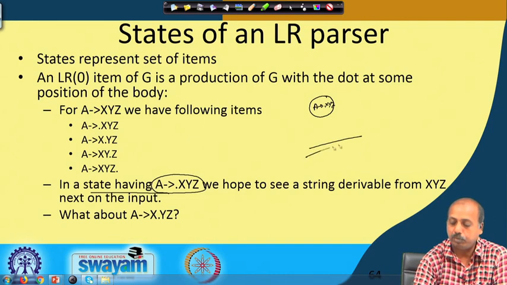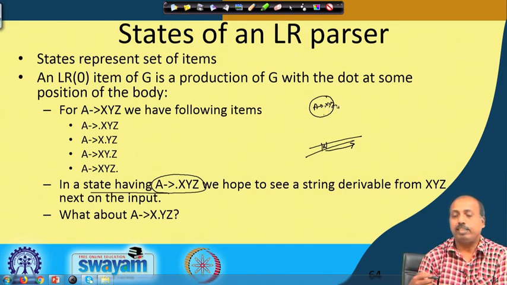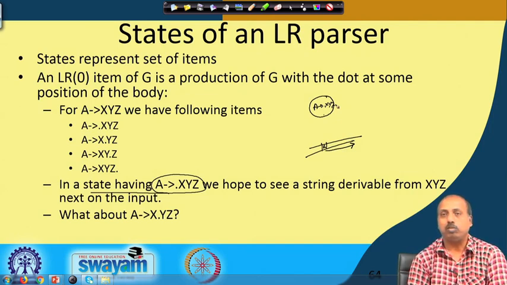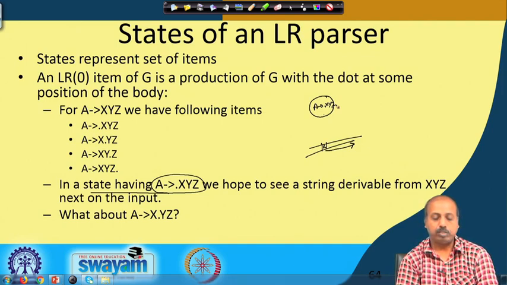Whatever the next input symbol, say A, if I am currently in this state and the next input symbol is A, then it will lead to deriving a string. From this point I expect to find a string which is derivable from x y z. This way it tries to do a prediction, figuring out which type of derivation I am going to see, and that is what it will be doing.